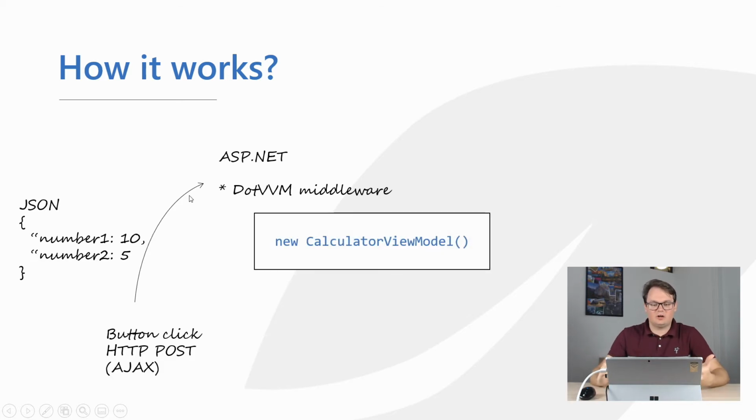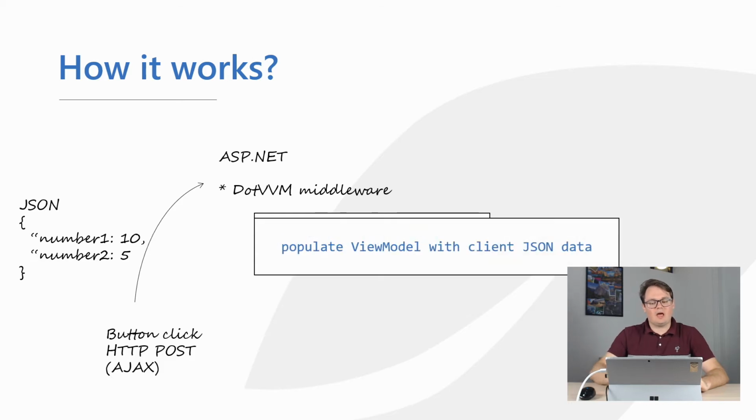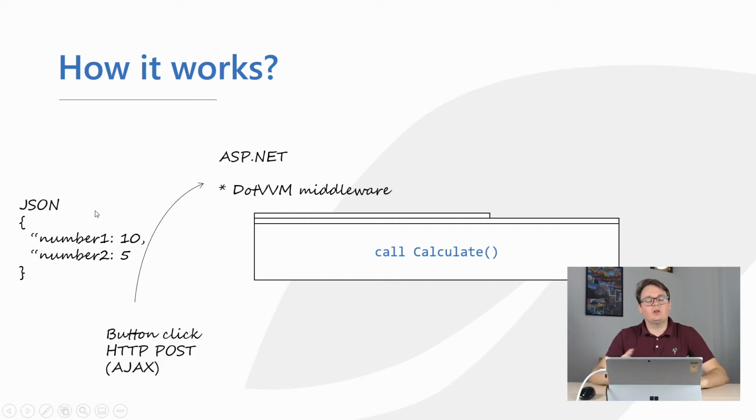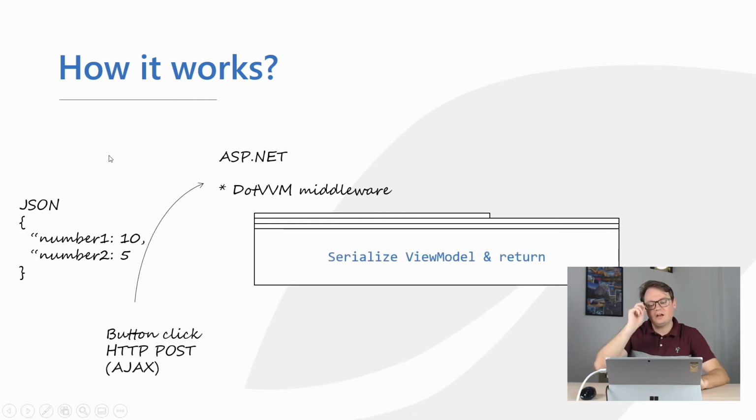Again, on the server, .vvm will create an instance of the view model. Then it will populate the client JSON in the view model, so it will just set the numbers to the values from the client. Then we will call the calculate method, so the result will be calculated from the values the client has given to us. And finally, we will serialize the new view model and return it back to the client.